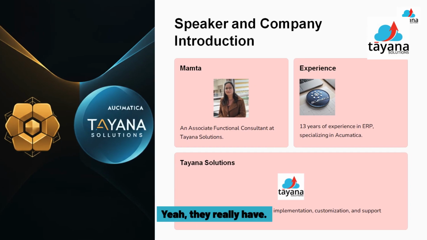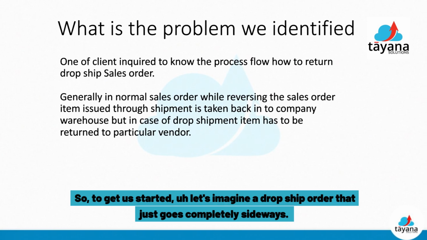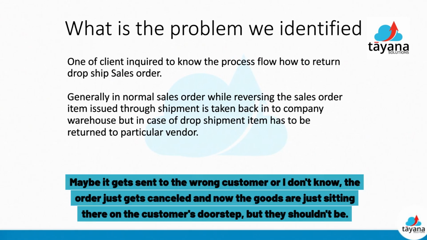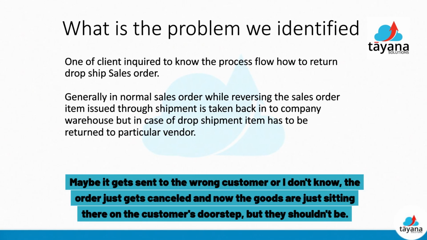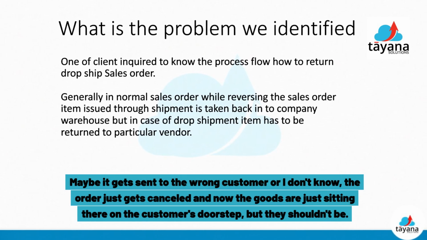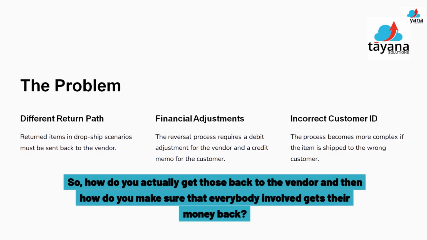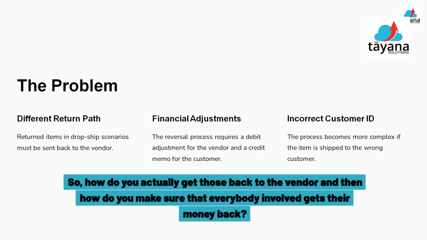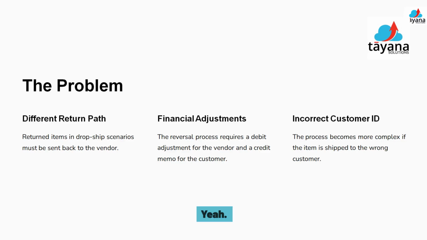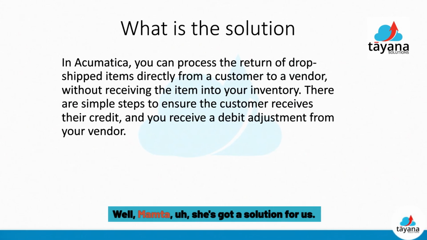Yeah, they really have. So to get us started, let's imagine a dropship order that just goes completely sideways. Maybe it gets sent to the wrong customer, or I don't know, the order just gets canceled. And now the goods are just sitting there on the customer's doorstep, but they shouldn't be. Oh, I've been there. So how do you actually get those back to the vendor? And then how do you make sure that everybody involved gets their money back? Yeah, that's the question, isn't it? So how do we fix this? Well, Mamta, she's got a solution for us.